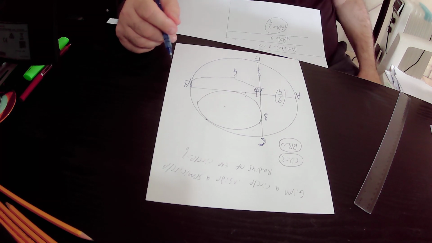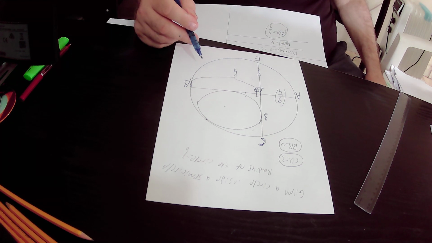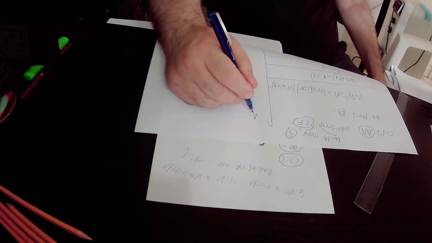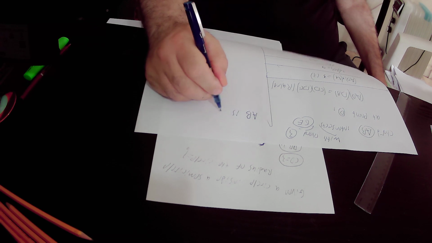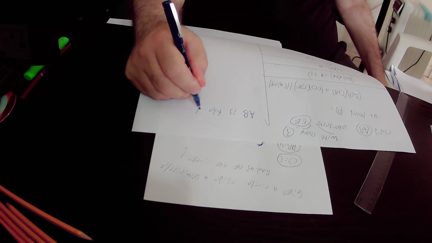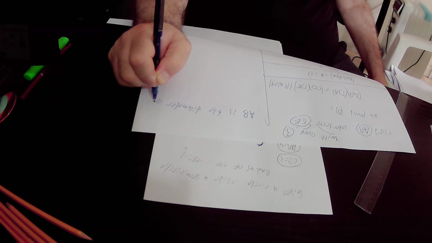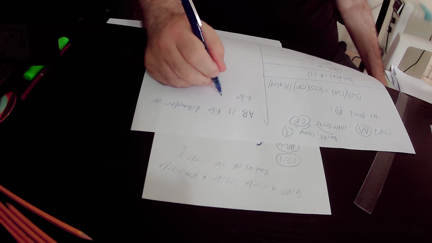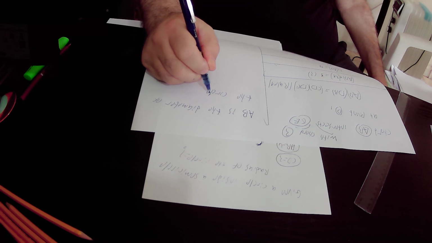And we also know that AB is the diameter of the circle itself and also the diameter of the semicircles. Okay, so AB is the diameter of the circle and the semicircle. I write it down. AB is the diameter of the circle and also the diameter of the semicircles.